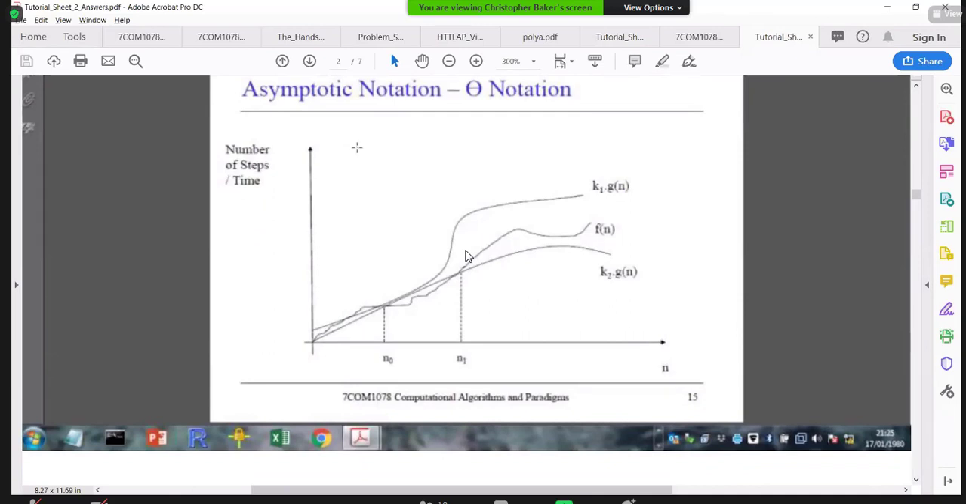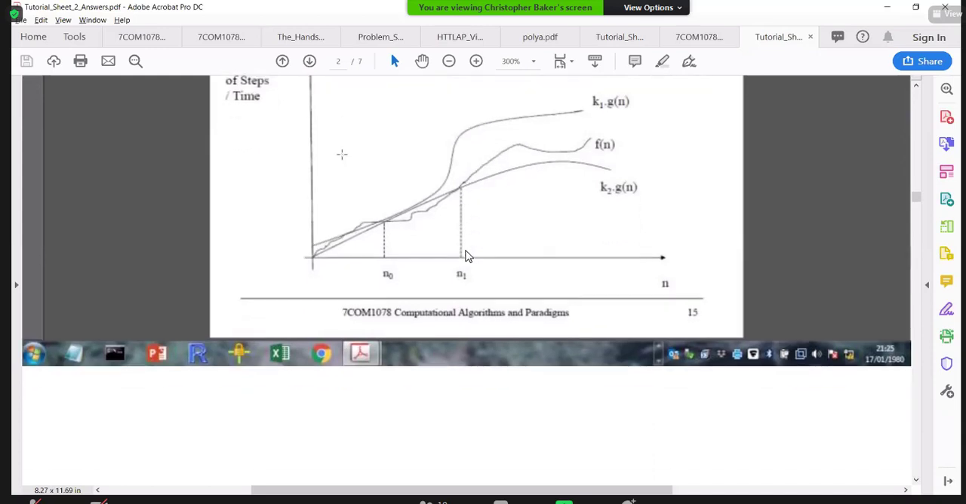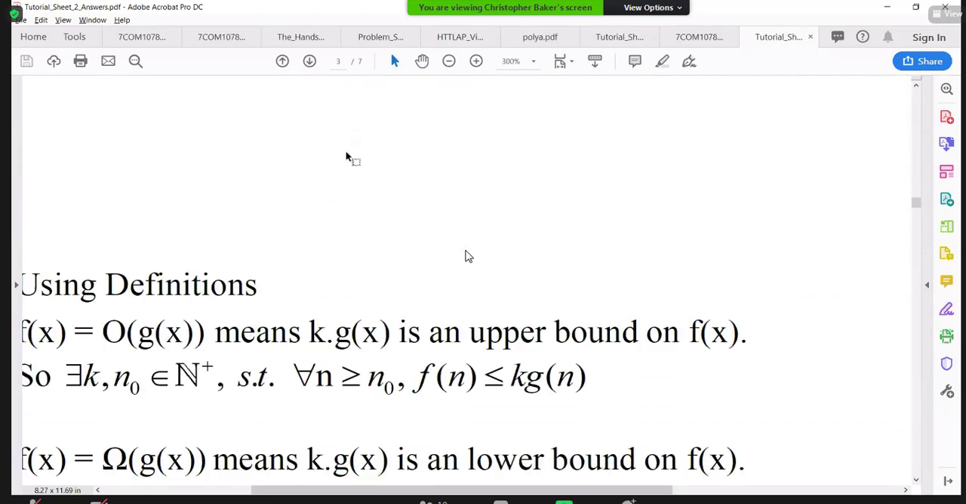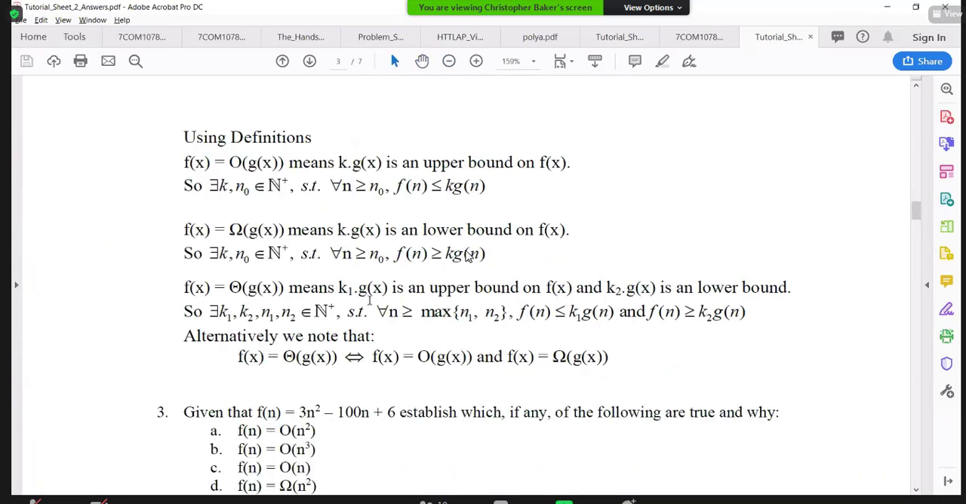Theta notation. As I said before, you're bounding your function between a lower bound and an upper bound. So technically speaking, it's your big O for your upper bound and your big omega for your lower bound put together. It's the last two put together. Once you've drawn those graphs, you can start looking at the definitions.